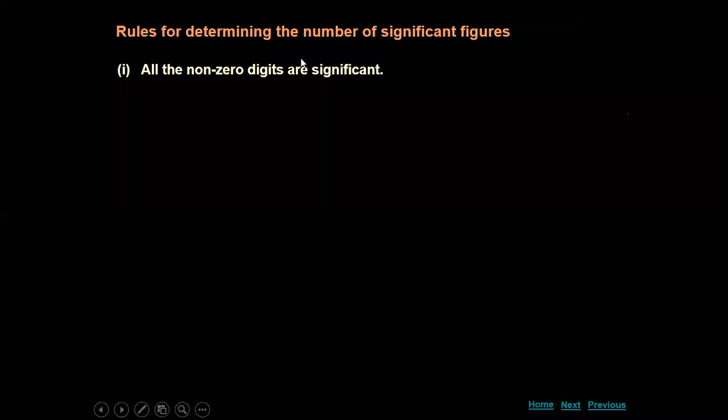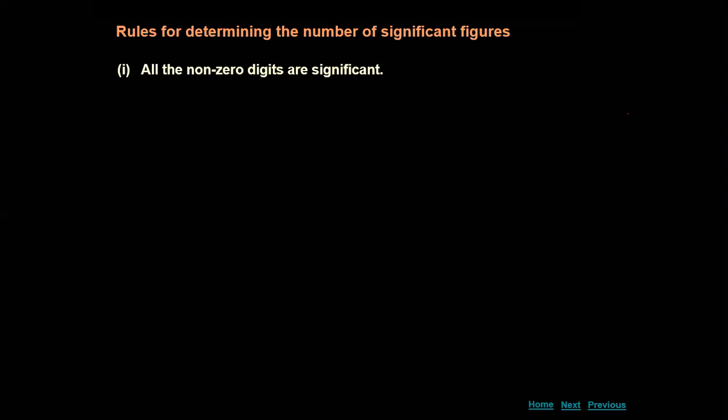So, rules for determining the number of significant figures. Here I'll give the rules one by one, and right after each rule I'll give an example so that it will be clear. So all the non-zero digits are significant. If there is no zero in a measurement, like the previous example 287.4, there is no zero in that, so all those are significant. Four digits are there, four are significant.